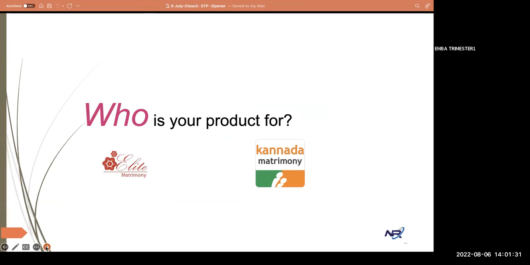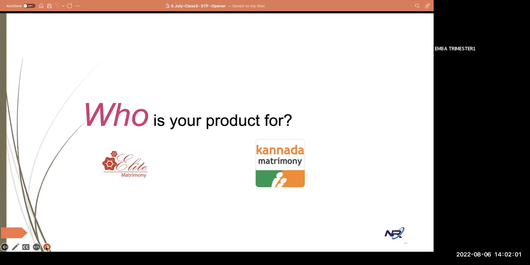Now tell me, who is this product for? There's a difference. There's an elite matrimony and there's Kannada matrimony. Who is this product for? Kannada matrimony is geographically restricted, or restricted by linguistic restriction. Elite is again more based on the class of the society.